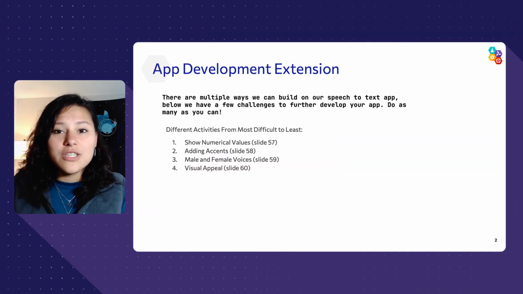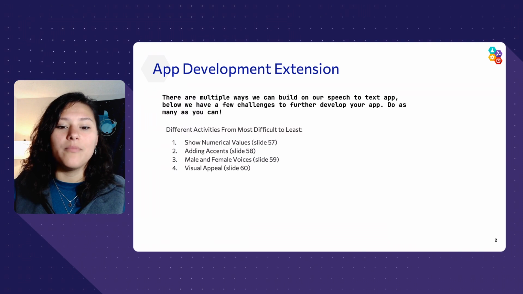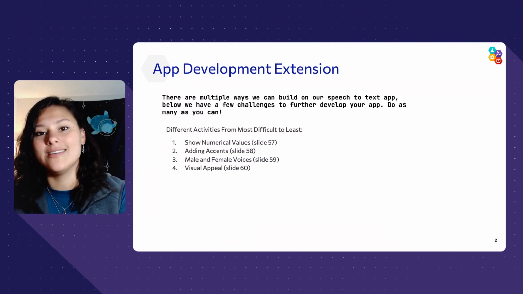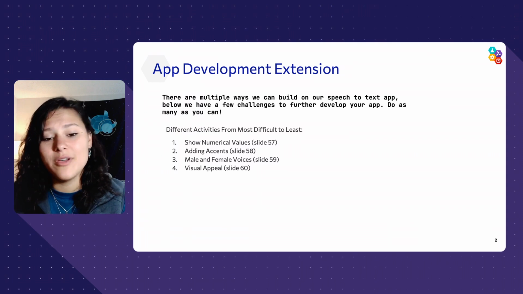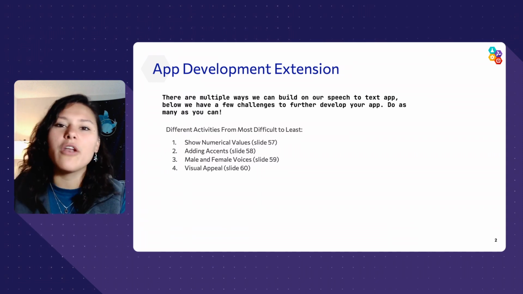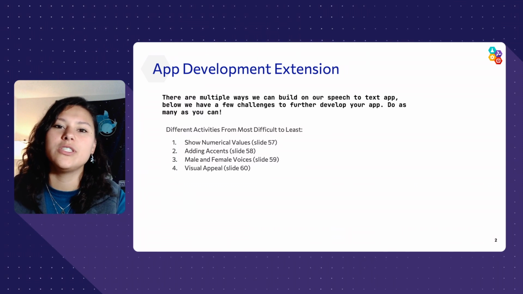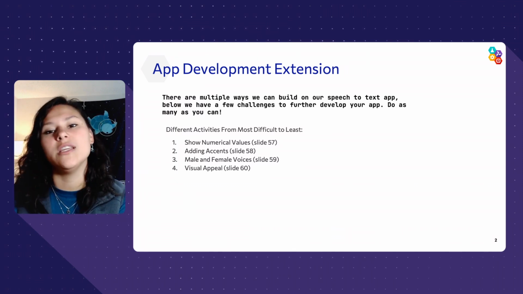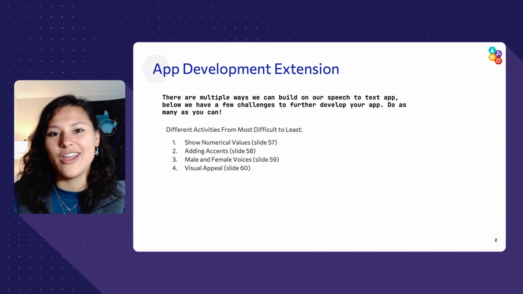So the 4 challenges that you guys are going to see are showing numerical values in your apps, adding accents, male and female voices, and then just the general visual appeal, what the user sees, how to make it easier for the user. So we're going to walk through all 4 of these activities, and you guys are going to try your hand at them.